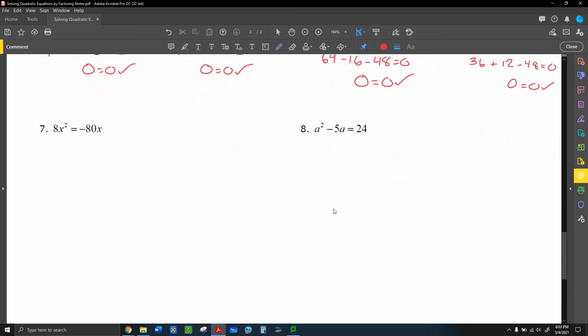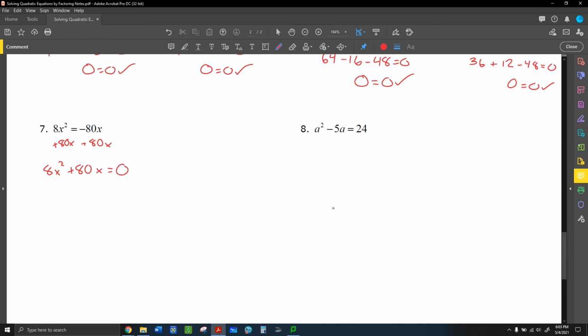2 more, number 7. Now for this one, it might be tempting to divide both sides by 8x. Be very, very careful. Step 1 is to set the equation equal to 0. So we're going to add 80x to both sides. So we have 8x squared plus 80x is equal to 0.